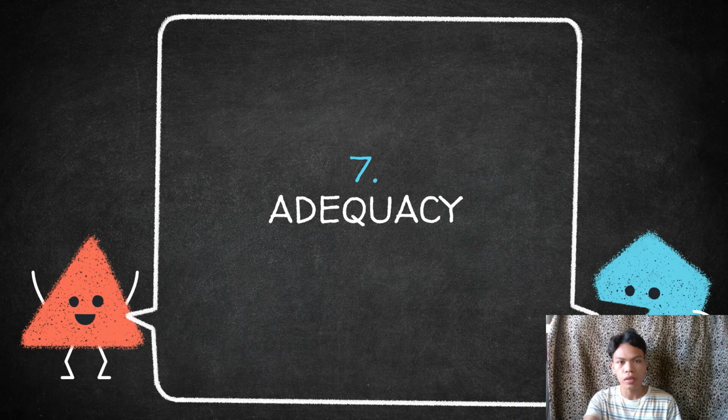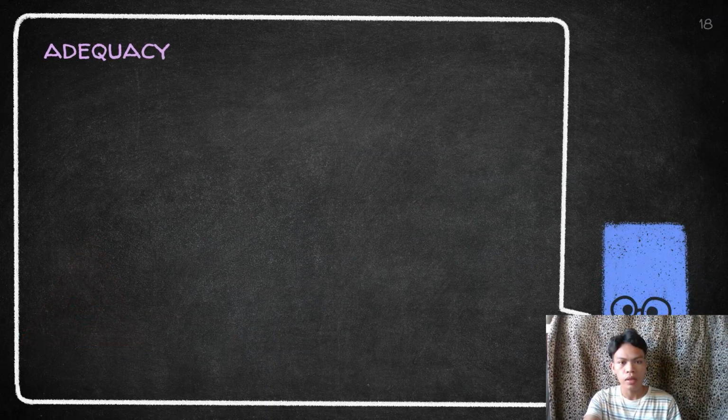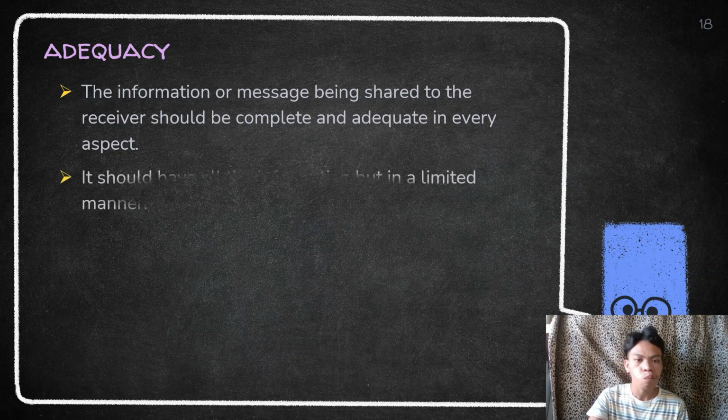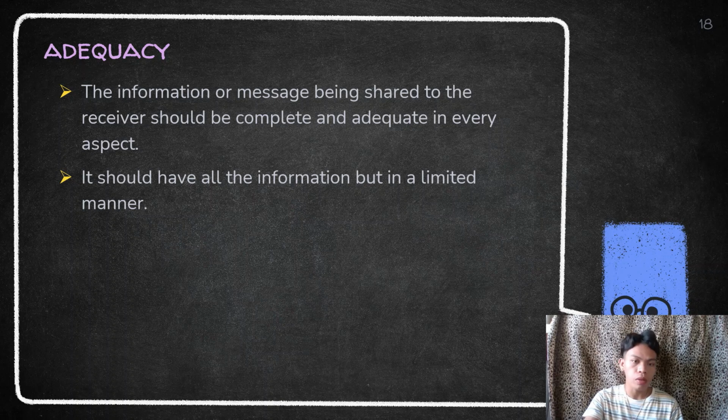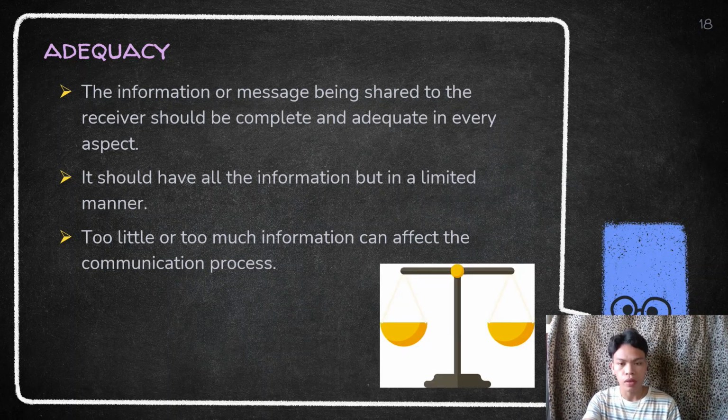So let's move to the last principle of communication, which is adequacy. Adequacy means the information or message shared with the receiver should be complete and adequate in every aspect. It should have all the information but in a limited manner. Too little or too much information can affect the communication process. The information you provide to the recipient should be full and adequate in every way.